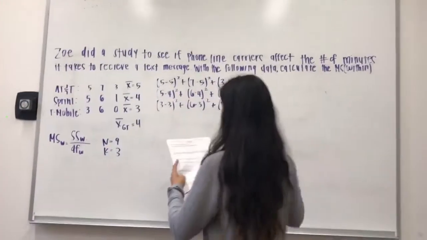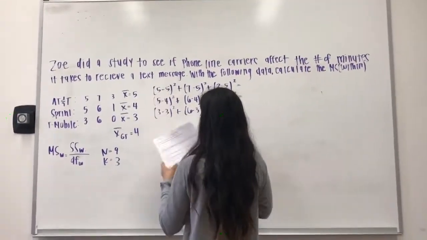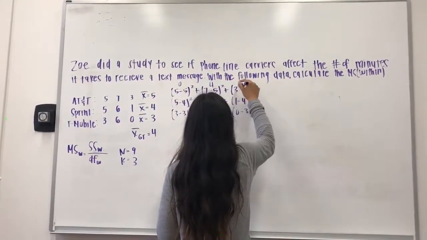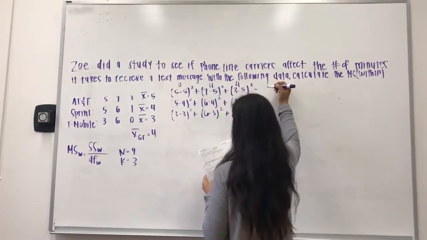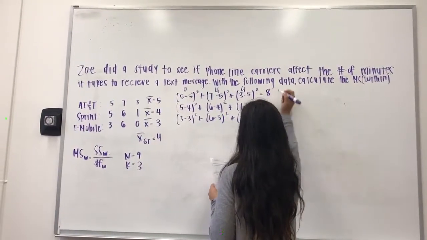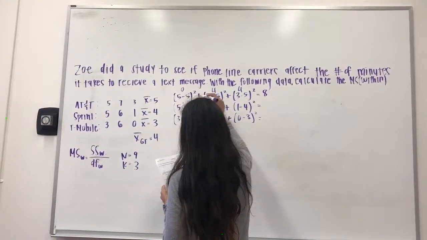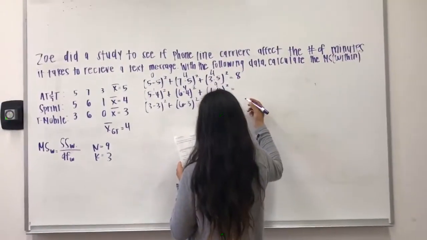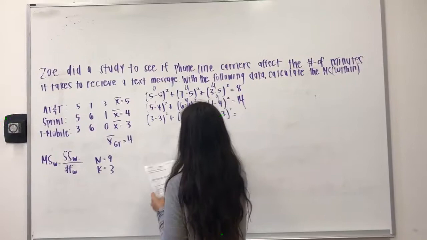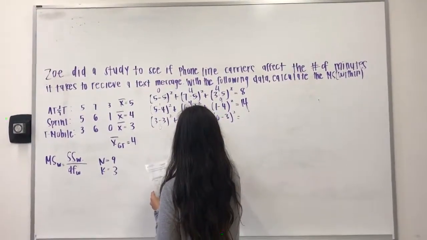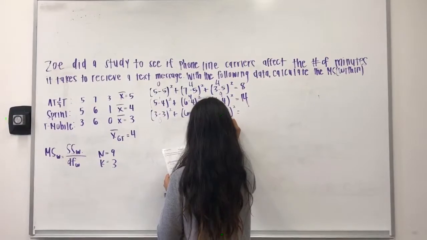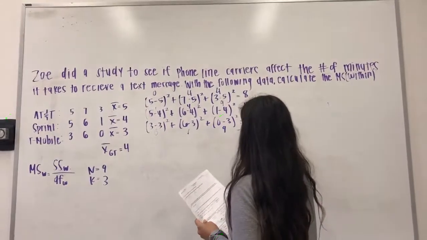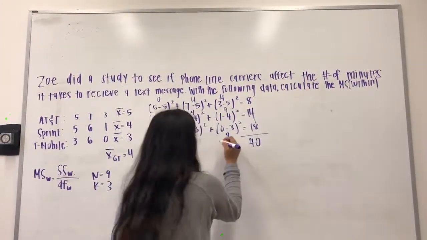Then we get the answer for all of these. So 5 minus 5 squared is 0, plus 7 minus 5 is 2 squared is 4, plus 3 minus 5 is negative 2 squared is 4. So the total here would be 8. And then 5 minus 4 squared is 1, 6 minus 4 squared is 4, 1 minus 4 squared is 9. And this would be 14. And then this would be 0. 6 minus 3 is 3 squared is 9. And then this is also 9. This would equal 18. Then you add these up. So this equals 40. And this is our SS within.